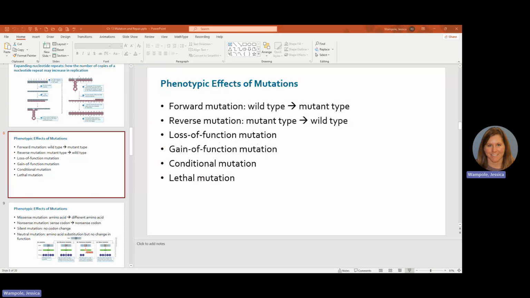So one of the handouts, I think I gave you a summary of the different types of mutations.